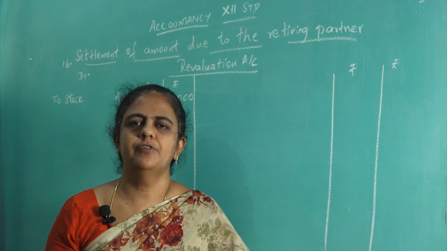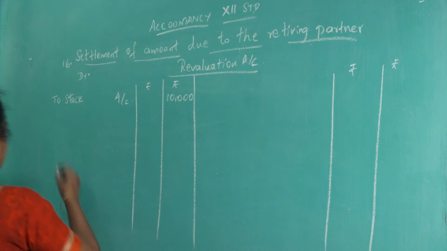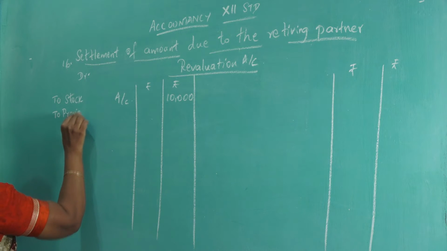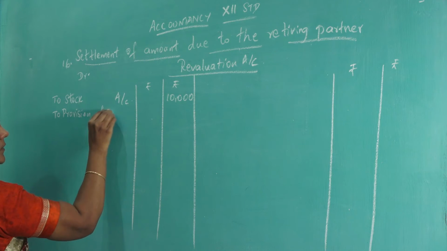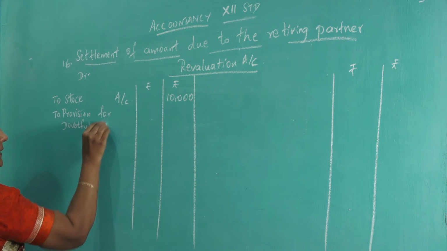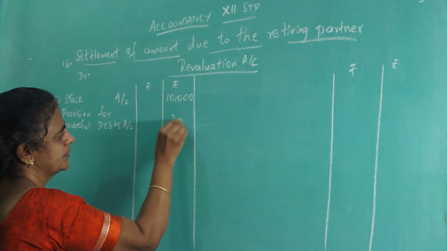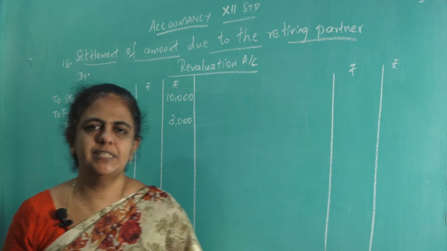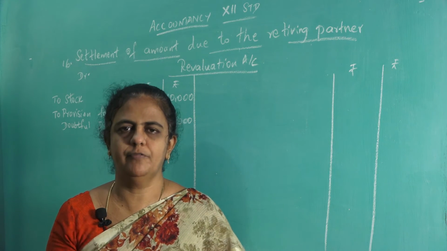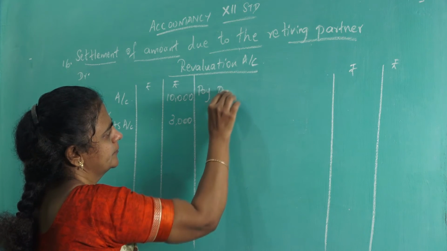Second one, provision for doubtful debts to be created to rupees 3,000. So, that 3,000 is the loss for you. Provision for doubtful debts is also a loss. So, debit provision for doubtful debts, 3,000 loss. Buildings appreciated by 28,000, that by is the profit, okay. So 28,000 rupees is the profit by buildings.